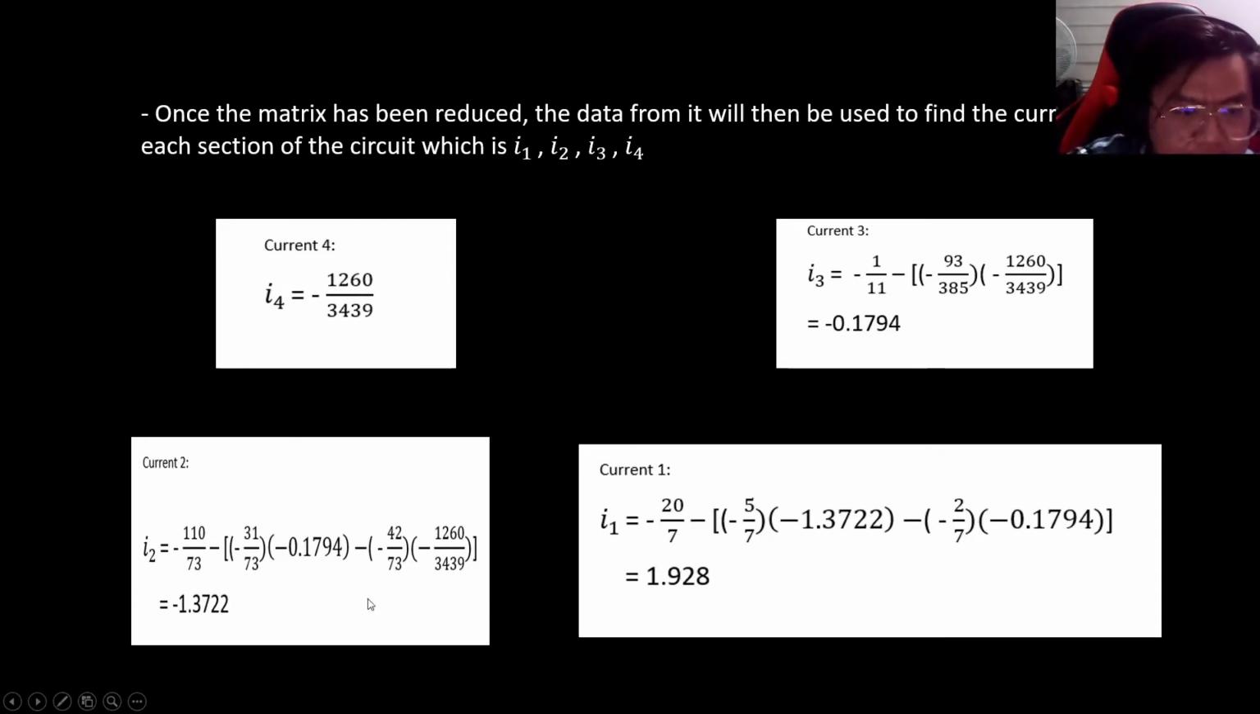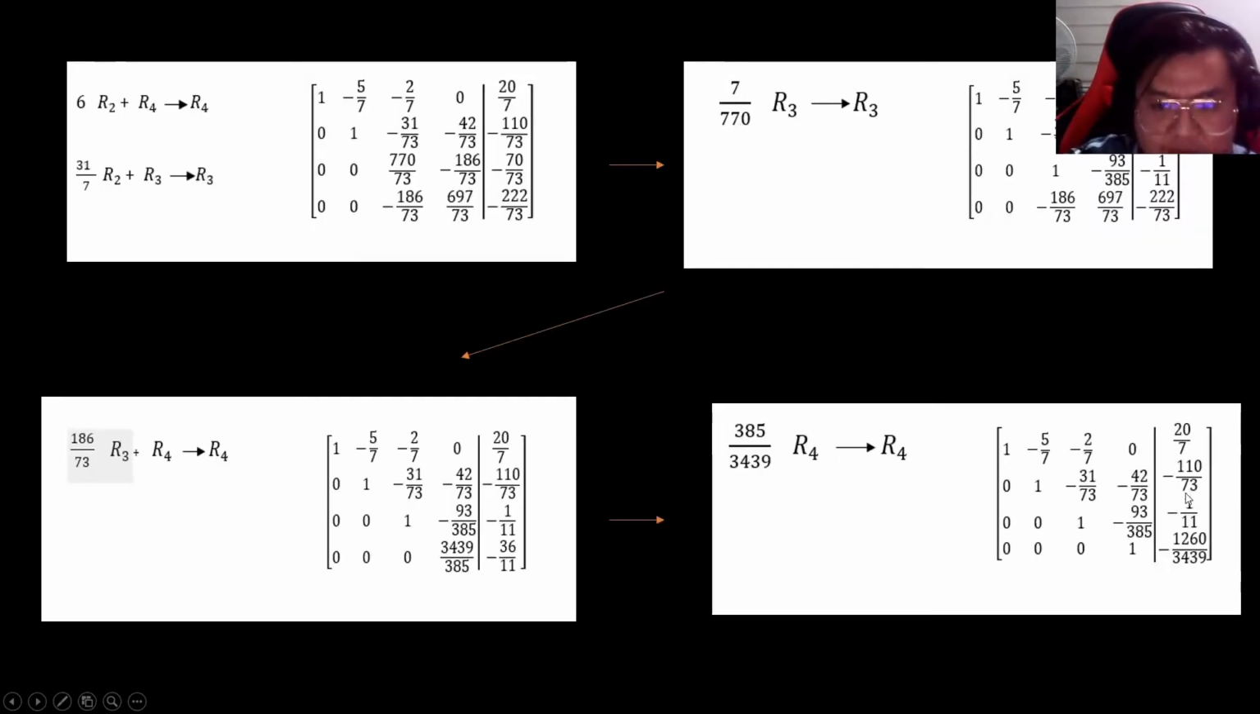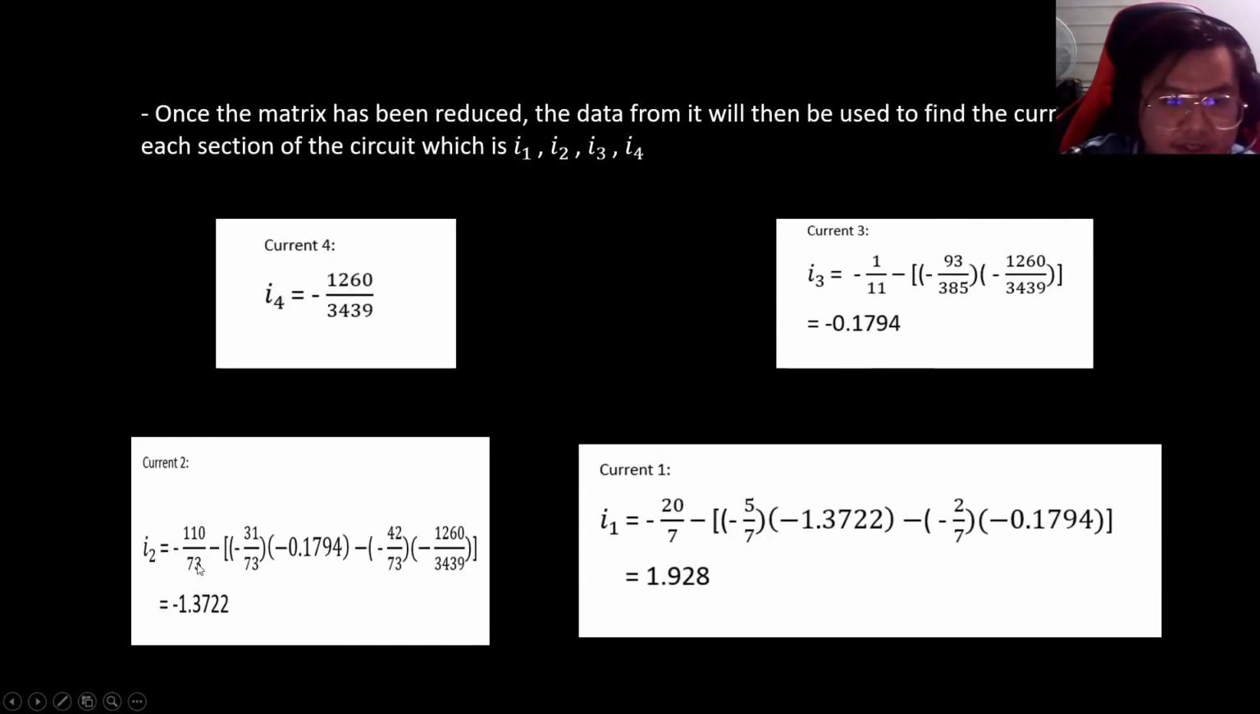To obtain current 2, we'll be using the second row, which is negative 510/73 minus negative 31/73, which is this one, times the current 3 that we have obtained, which is negative 0.1794, minus negative 42/73, which is this one, and the current that we have obtained for current 4, to get current 2, which is negative 1.3722.